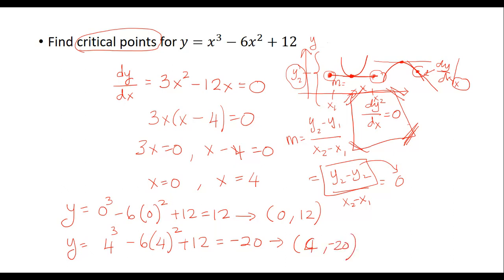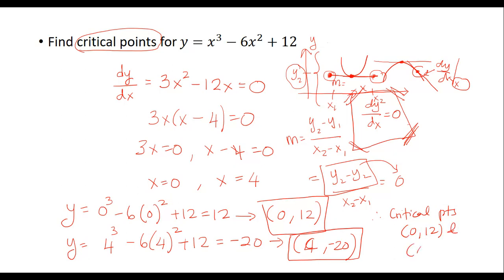Basically these are your critical points. If you want to write in a proper form, I recommend you write like this: the critical points are 0, 12, and also 4, negative 20.